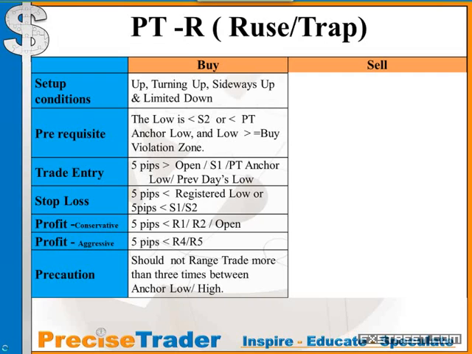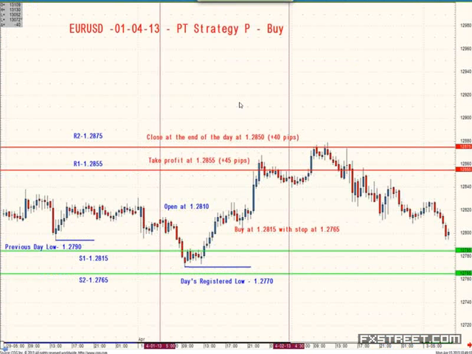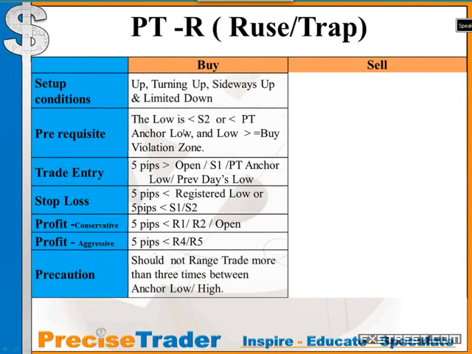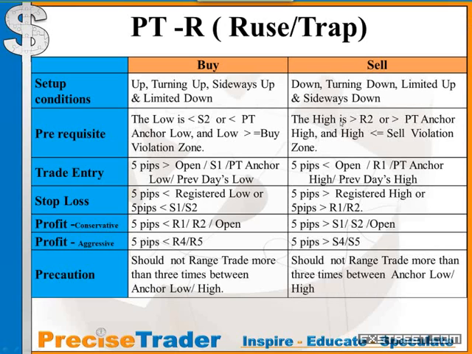See, for Paramount, the low is less than or equal to S1 and greater than S2. And the high is greater than or equal to R1 and less than R2, right? This is for Pair 2. That means the high should not be above R2 and the low should not be below S2 for Paramount. And for Ruse or Trap, the low is less than S2 and the high is greater than R2, right? So this is a slight difference.